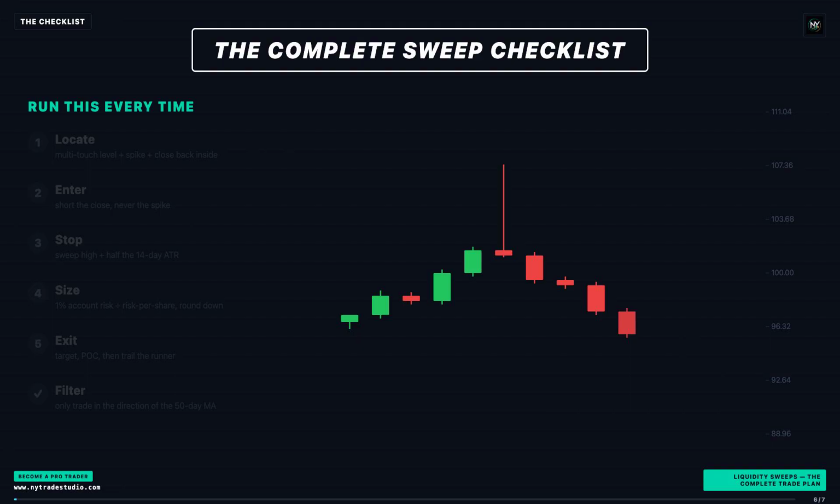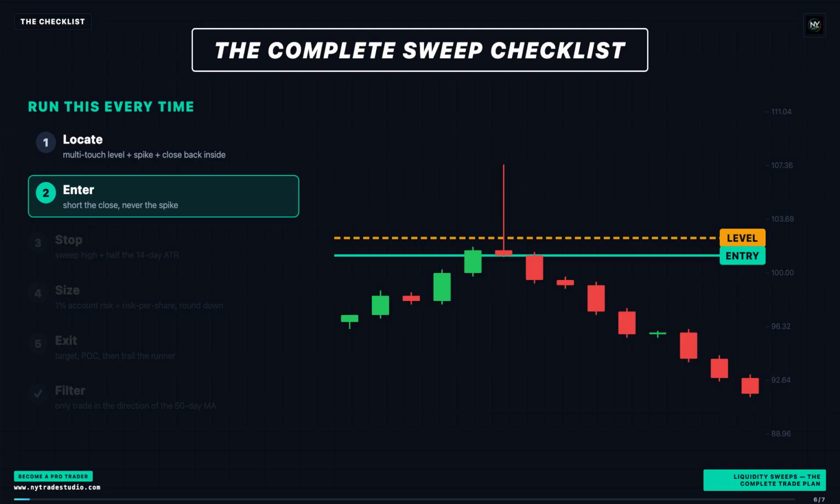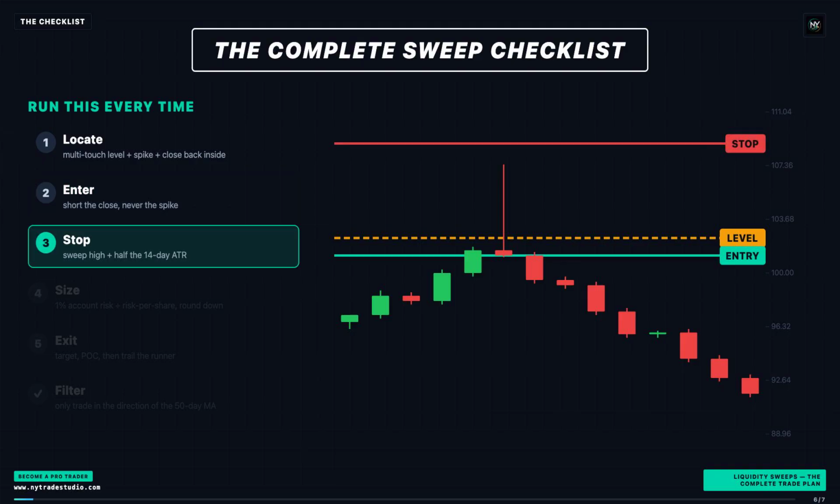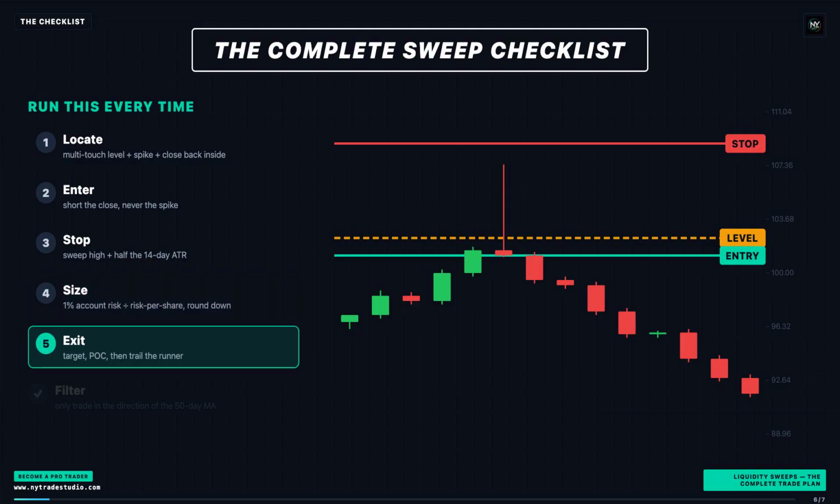Let us lock the whole plan into one checklist you can screenshot. 6 lines. 1. Locate a multi-touch level, a spike through it, and a close back inside. 2. Enter short that close, never the spike. 3. Stop just above the sweep high, plus half the 14-day average true range. 4. Size 1% of your account divided by your risk per share, rounded down. 5. Exit, take profit at your target and the volume point of control, then trail the runner with the trend.